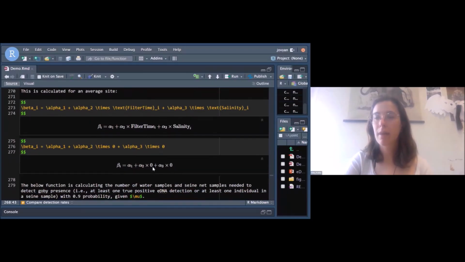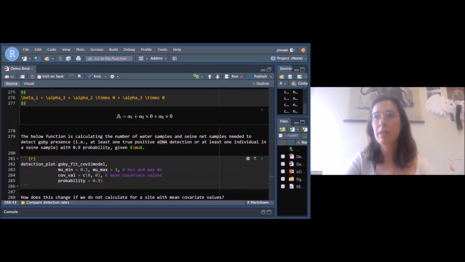So if we're thinking about this calculation for an average site, this means 0 filter time, 0 salinity. This function is calculating the number of water samples and number of seine net samples needed to detect goby presence with 0.9 probability. It's important that this calculation is given mu, so this is not an occupancy model. The rate of detection is a function of species density. So we're saying, given a certain species density, how many survey units should we collect to detect presence?